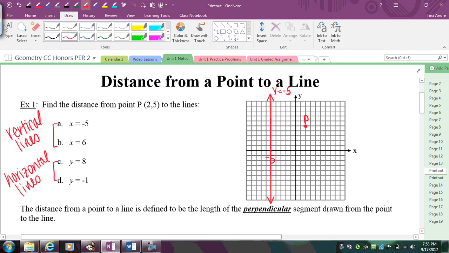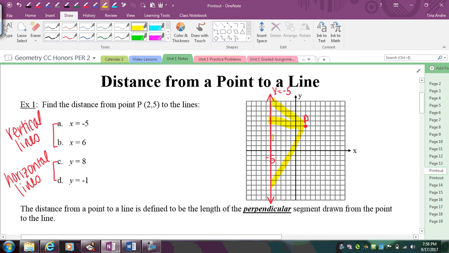So if we want to find the distance from this point P to the line x equals -5, hopefully you agree that there are multiple distances you could find. You could go from point P to here. You could go this direction. There are lots of possible distances that you can find from point P to x equals -5.